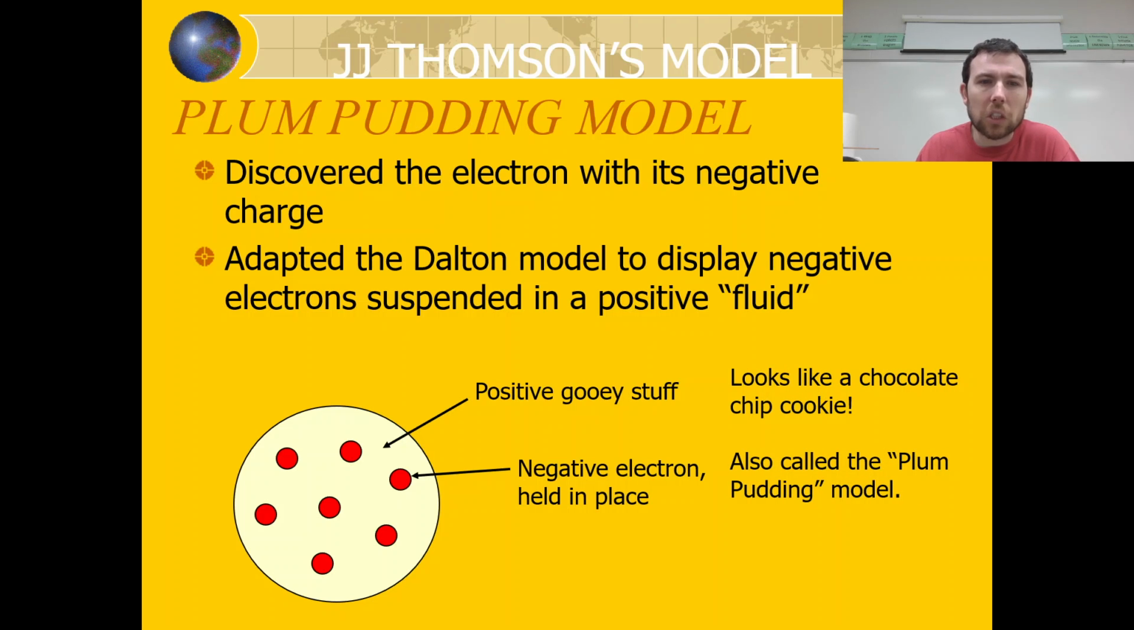Now, it kind of looks like a chocolate chip cookie, or you could think of the plum pudding model. It was a type of British dish where you would have plums distributed throughout the pudding, if you will. That's where it gets its name. Obviously, this changed scientists' idea of how the atom was structured. So now we've got this positive gooey stuff, and a negative electron that's held in place within our atom. So here we no longer just have the atom itself. We've got these negative electrons that exist as well.